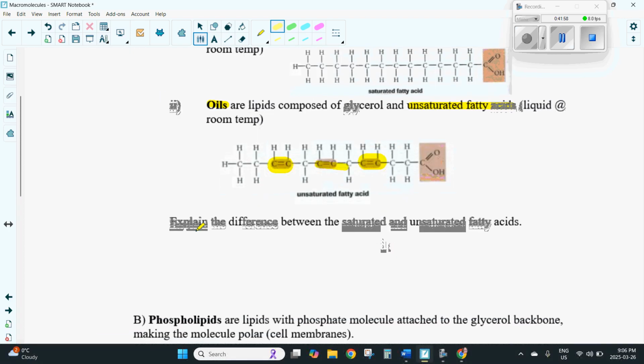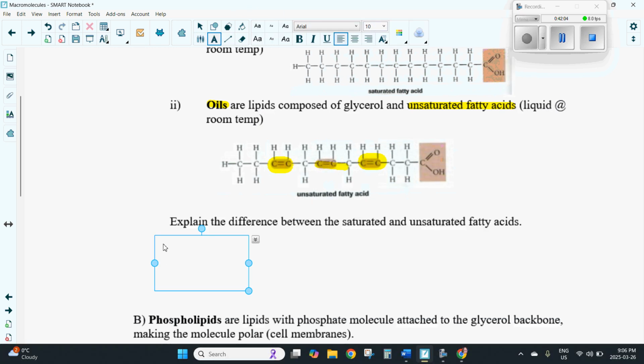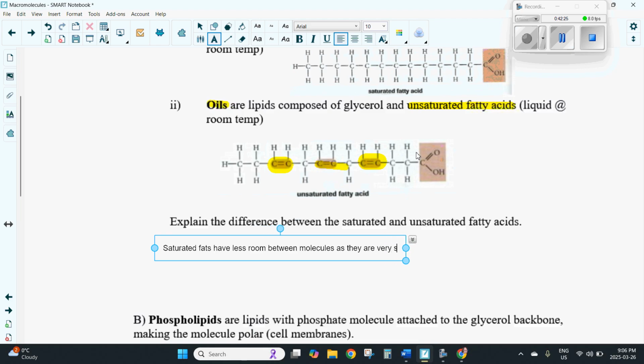So it says, explain the difference between the saturated and the unsaturated fats. Okay, so now we're kind of summarizing what we were just saying. Saturated fats have less room between molecules as they are very straight, which makes the molecules able to stack close together, equaling solid.